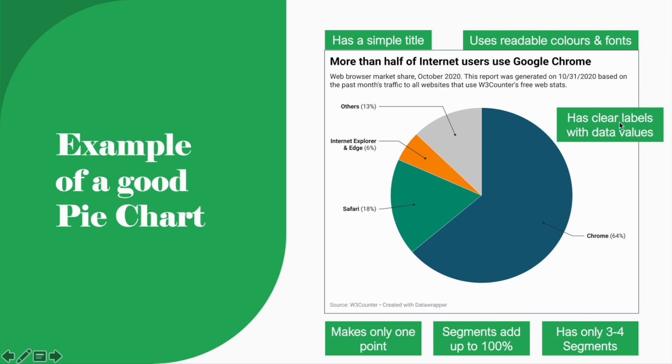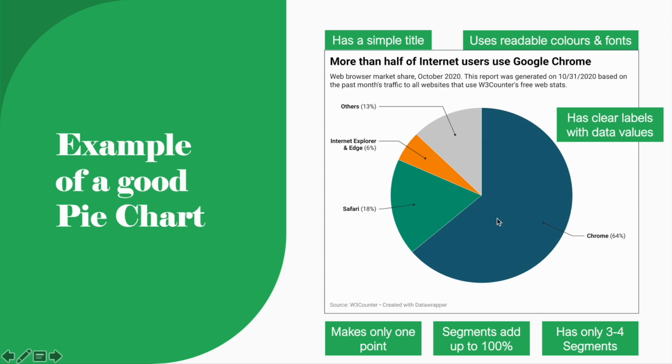Then you have clear labels with data values. It shows, okay, this is Chrome 64%, this is Safari 18%. It's very clear to read this data, read this pie chart. And this pie chart makes only one point. It's not trying to communicate multiple pieces of information in a single chart. It's just making one point, and that one point is how many percentage of users use which browser. That's it. It's not trying to tell you anything more than that.